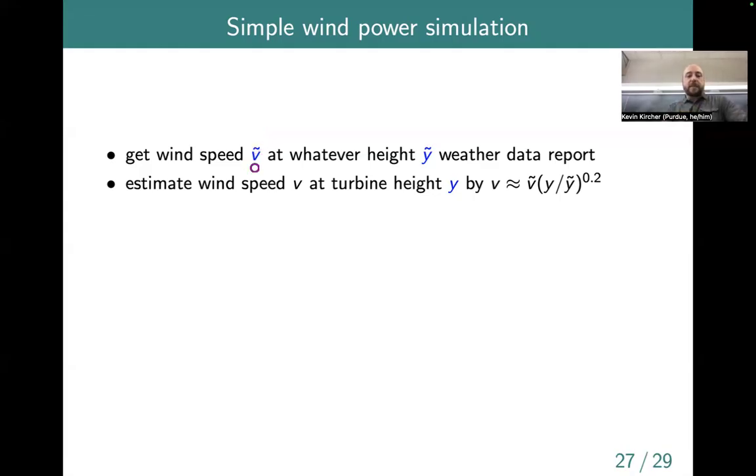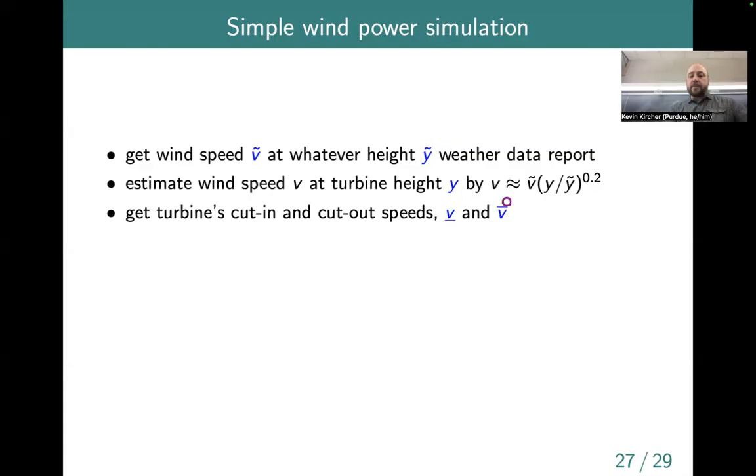Okay, so you get the wind speed at some height that you find from the weather data, maybe 1 meter or 10 meters, whatever is reported. And then we use this kind of scaling law here, approximate scaling law, to back out what the wind speed is at the actual height of the hub of the turbine.